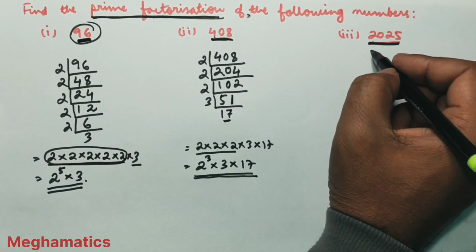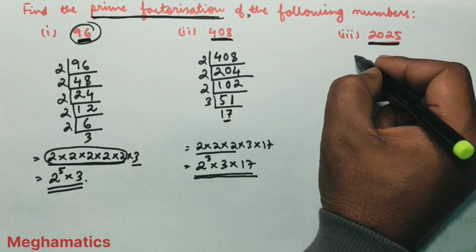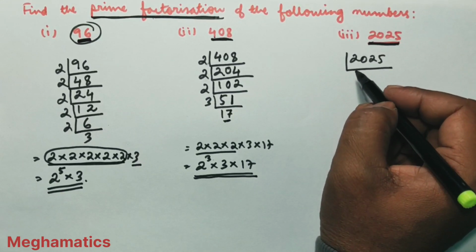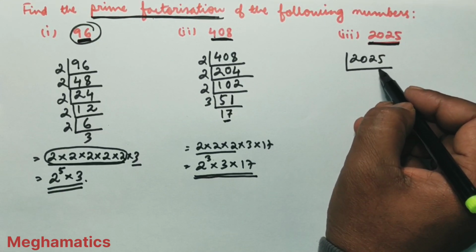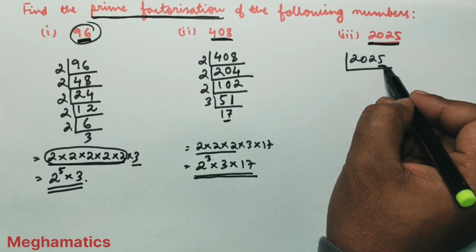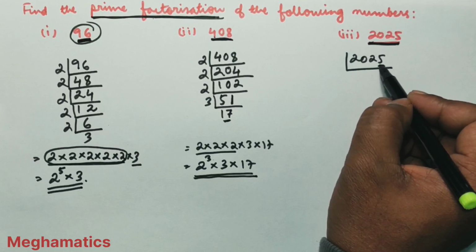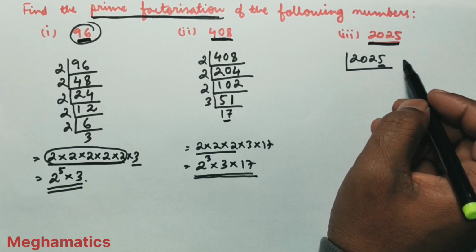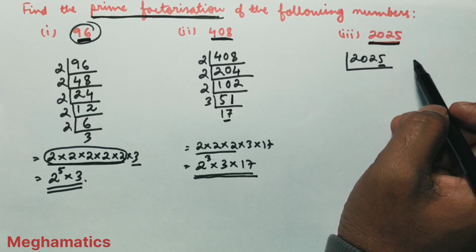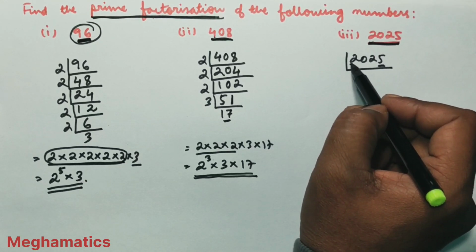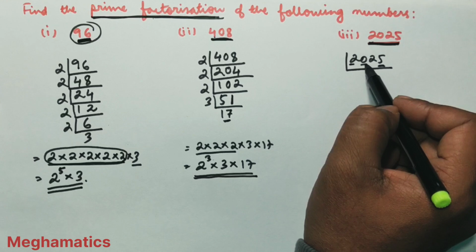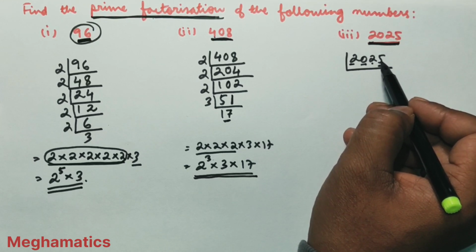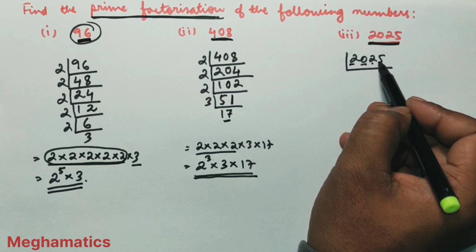Now we'll look into 2025. So 2025. We'll again start dividing by 2. So if we divide by 2, since the unit digit is 5, that is not divisible by 2, so this 2025 is not divisible by 2. Now we'll try by 3. So if we try by 3, what are the conditions we see? We add all the digits. Here 2 and 0 is 2, 2 and 2 is 4, 4 and 5 is 9. So 9 is divisible by 3, that means 2025 is also divisible by 3.